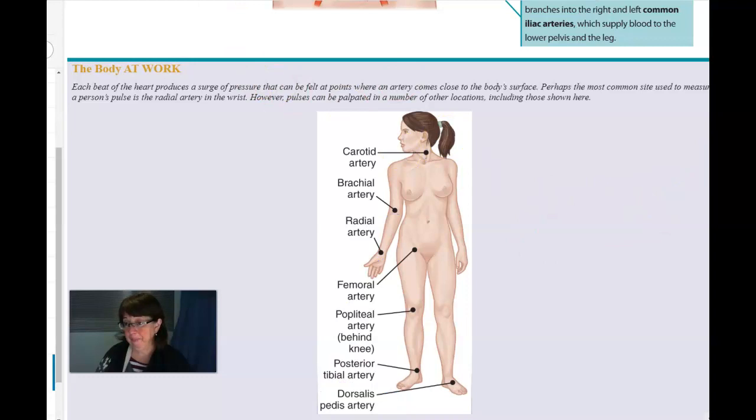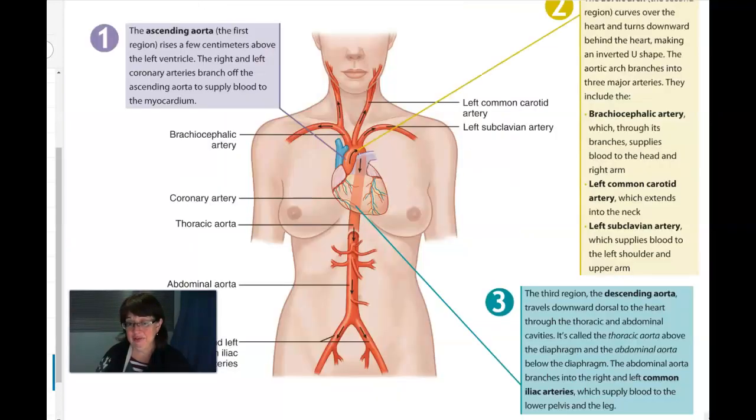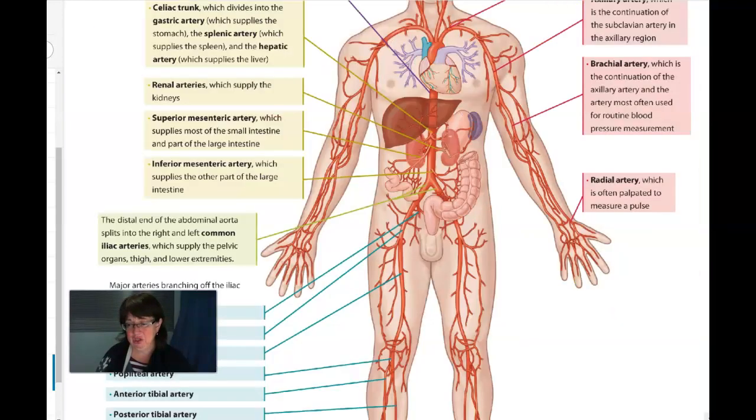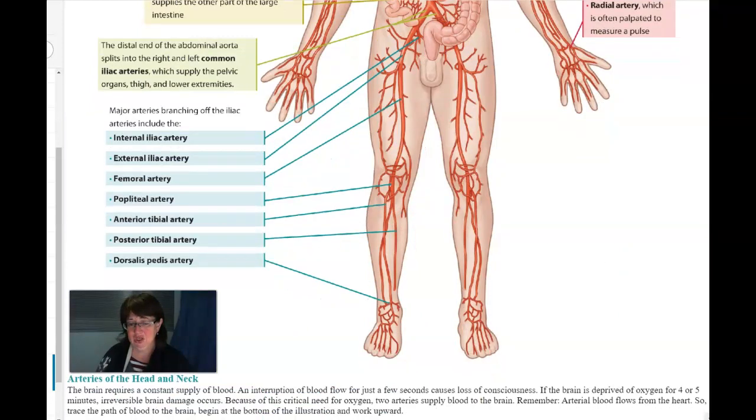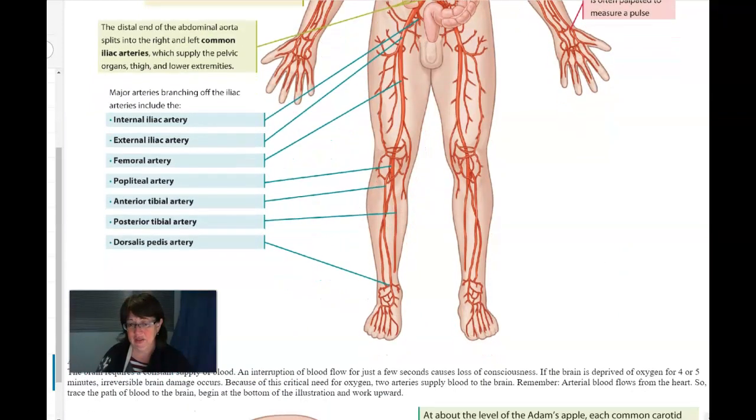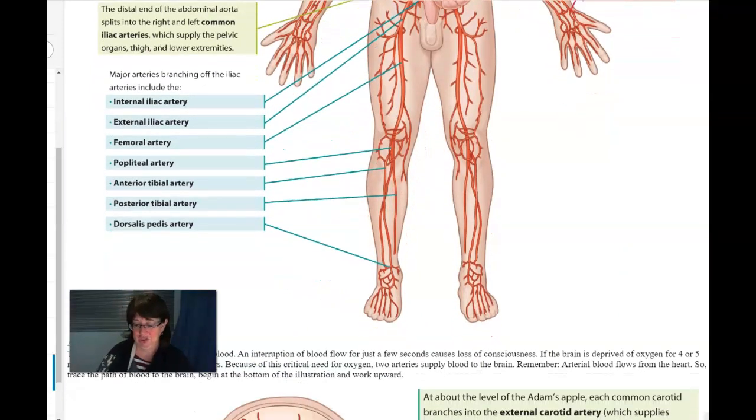That's where you get your pulse from. And a pulse is just a measure of the blood pressure. And we talked about the measure of the pulse is just the contraction of the heart.